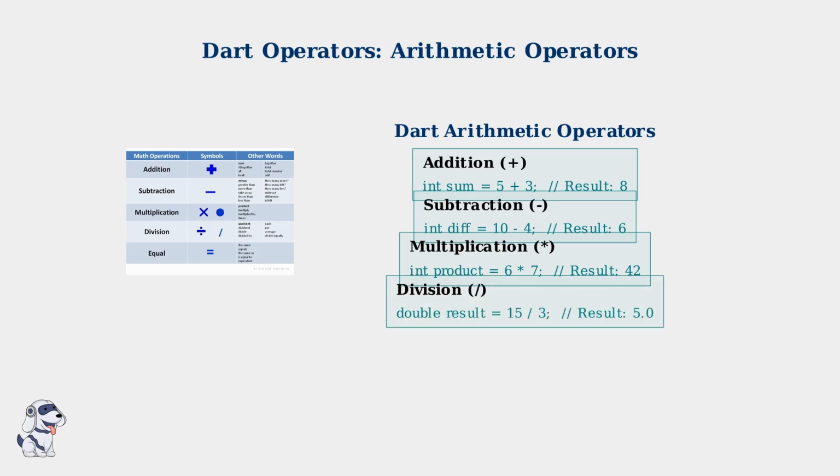The division operator uses a forward slash to divide numbers. 15 divided by 3 equals 5.0. Notice we use double for division results. The modulo operator uses the percent sign to find the remainder after division. 17 modulo 5 gives us 2, which is the remainder when 17 is divided by 5.